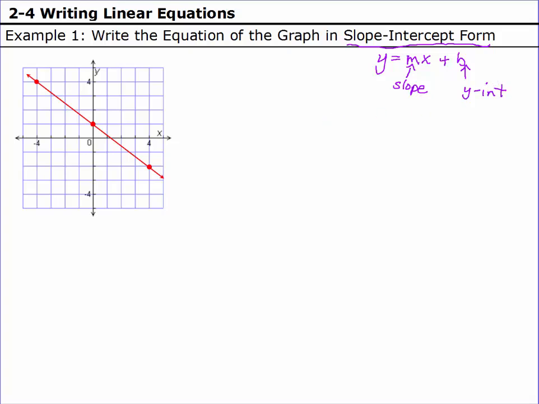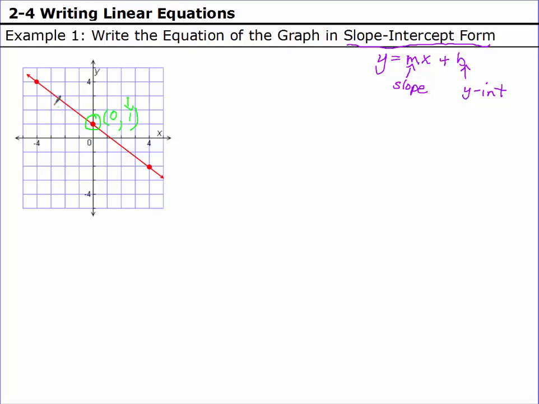So we come over to our graph over here. Easiest one to locate is the y-intercept. You'll see that where the graph is crossing the y-axis. So this is point (0, 1). Now we only really care about the y-coordinate of that, 1. That's going to be our b.